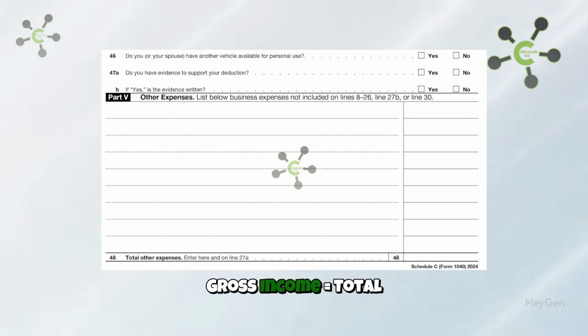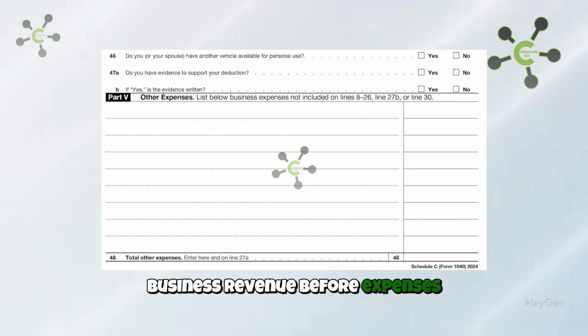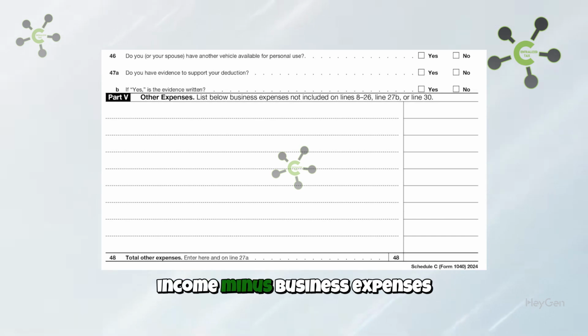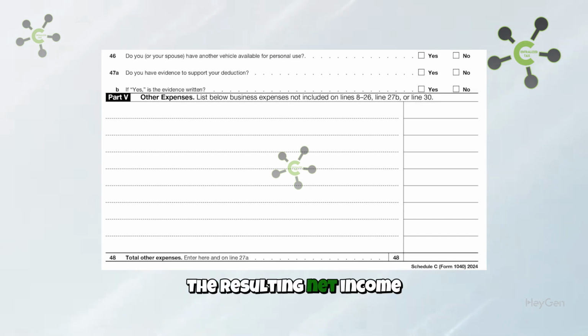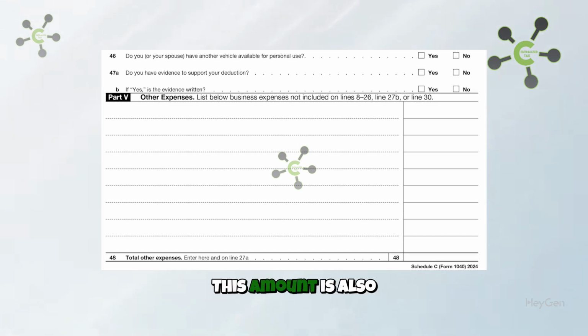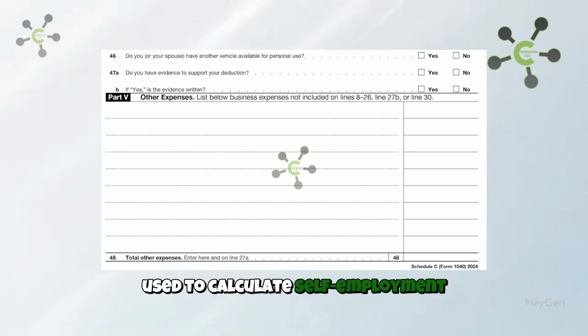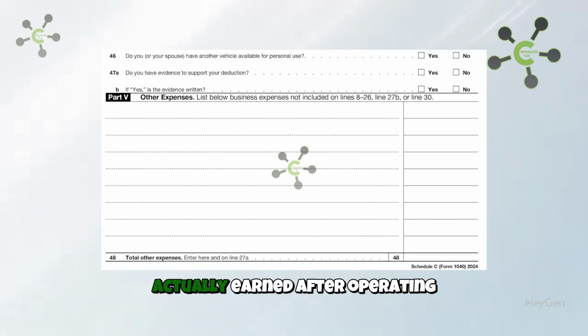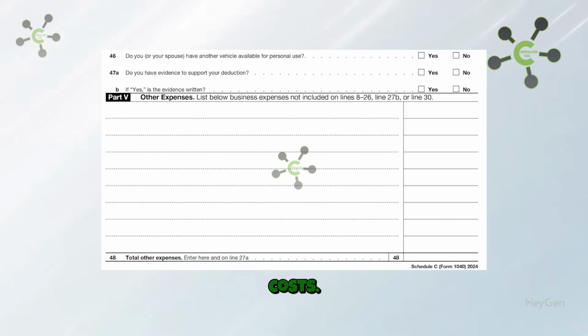Gross income equals total business revenue before expenses. Net income equals gross income minus business expenses. The resulting net income is what the IRS uses to determine the individual's taxable business profit. This amount is also used to calculate self-employment taxes. Schedule C is essential for accurately reporting how much a self-employed individual actually earned after operating costs.